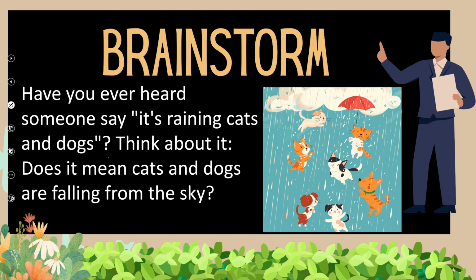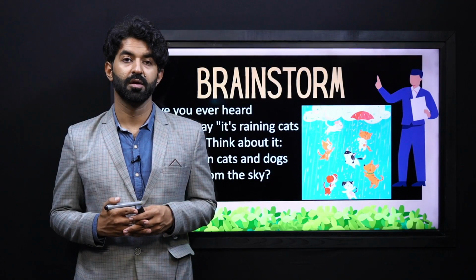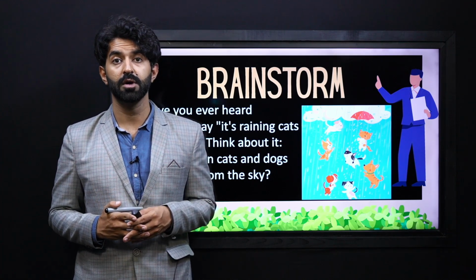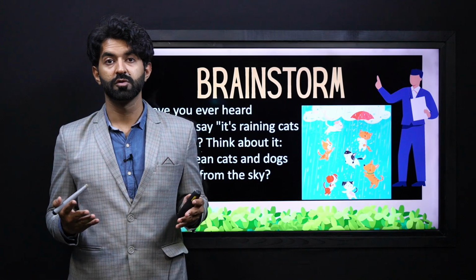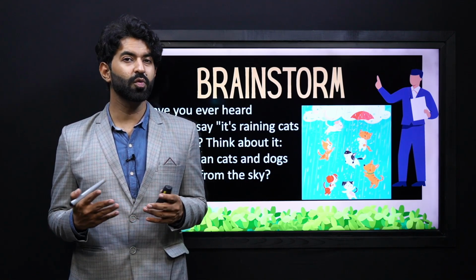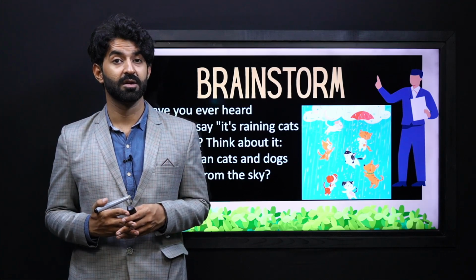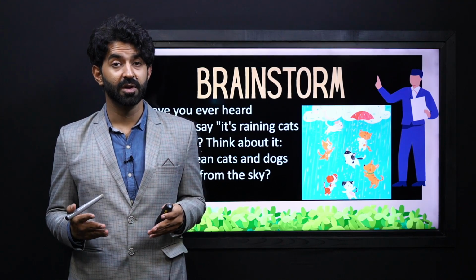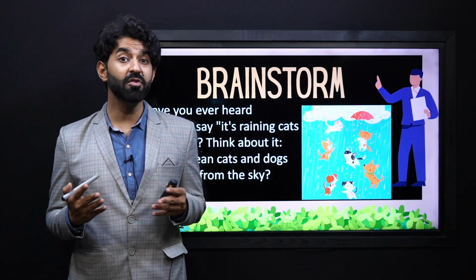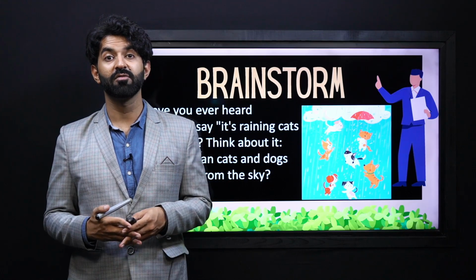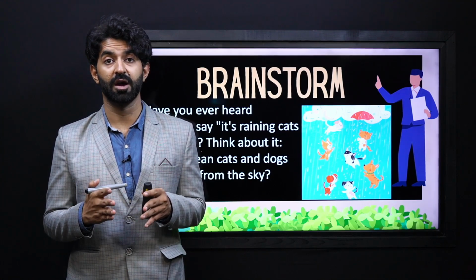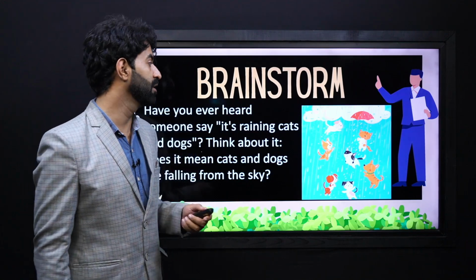You can see a picture in front of you. What do you think is happening? Yes, there are cats and dogs and they are falling from the cloud, from the sky. So if you see this picture, what will come to your mind? Is this actually true? We know it's not possible because it rains and it has never rained cats and dogs and they have never fallen from the sky like that. But we use this in our daily life. Let's see how we use them.